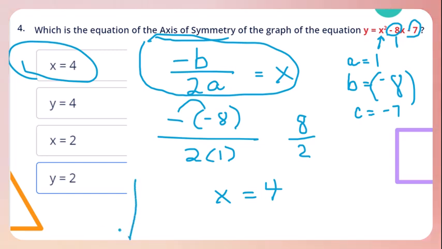Okay, if you graph that on a coordinate plane where x is 4, we're just going to draw a vertical line through that. That's going to be our axis of symmetry. If it were y equal to 4, it would be a horizontal line this way. So that's why we don't have y equals 4 as our answer.